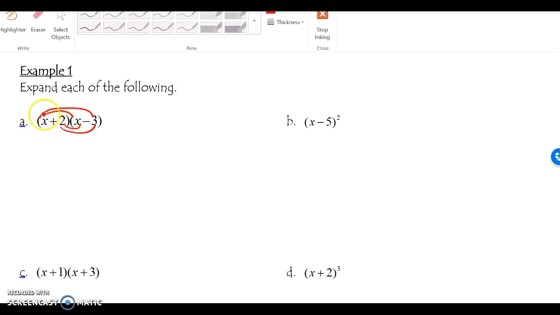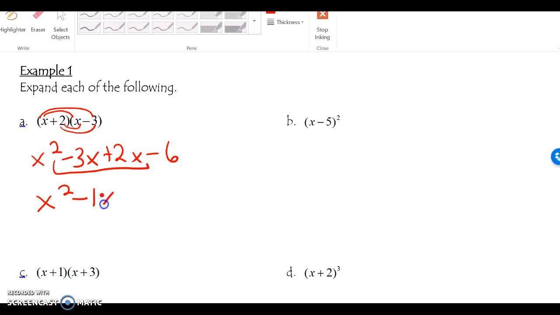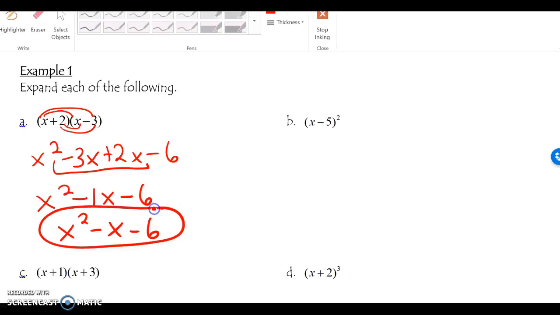So the result here would be x squared minus 3x plus 2x minus 6. Then you need to finish this by combining any like terms. These are like terms. They have the same variable, same exponent of 1. So we just combine the coefficients of negative 3 and 2, which results in a minus 1. And of course, we do not need to write that 1. It should be understood. Whenever we don't write a coefficient, it's understood to be a 1.